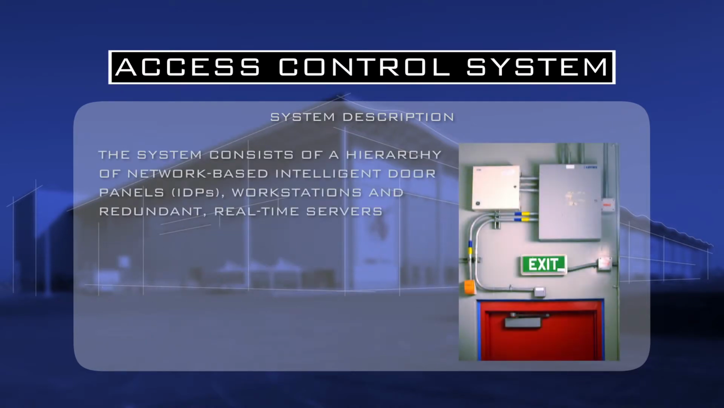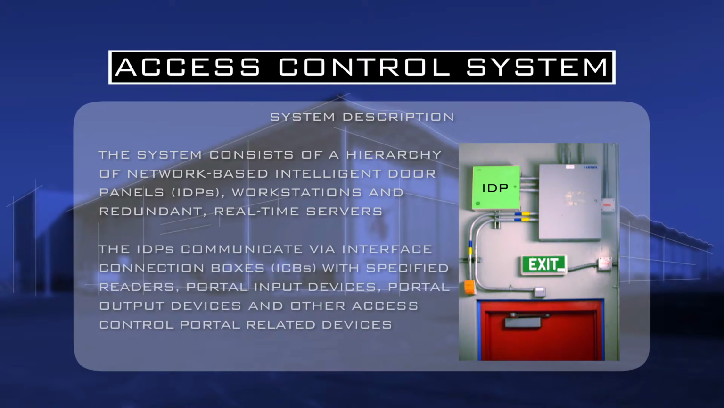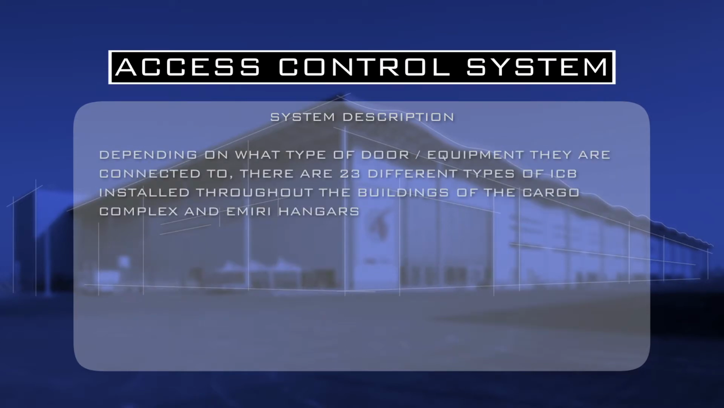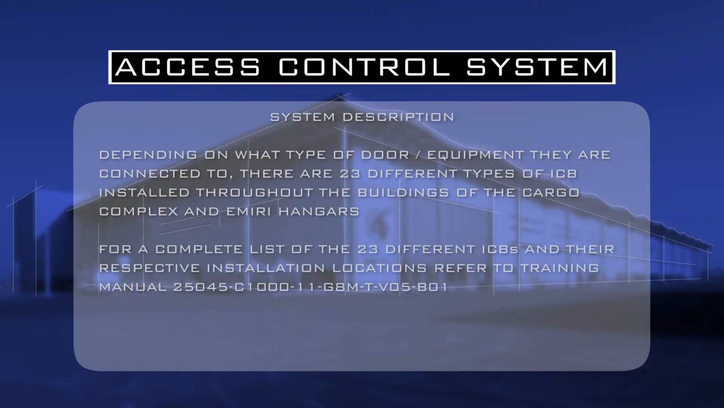The system consists of a hierarchy of network-based intelligent door panels, or IDPs, workstations, and redundant real-time servers. The IDPs communicate via interface connection boxes, or ICBs, with specified readers, portal input devices, portal output devices, and other access control portal-related devices. There are 23 different types of ICB installed throughout the cargo complex buildings and the Amiri hangars. For a complete list and their locations, refer to the relevant manual.